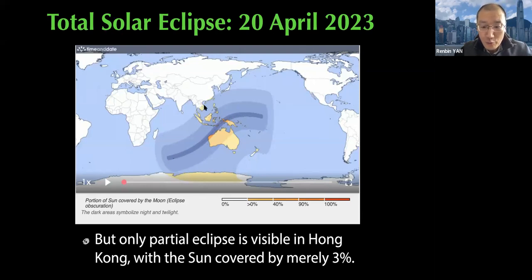The track of the shadow only goes through this region. From Hong Kong, we can see merely 3% of the sun being blocked. So it is a partial solar eclipse, and it's a very uninteresting solar eclipse. It's only blocking 3%. You can barely notice it.